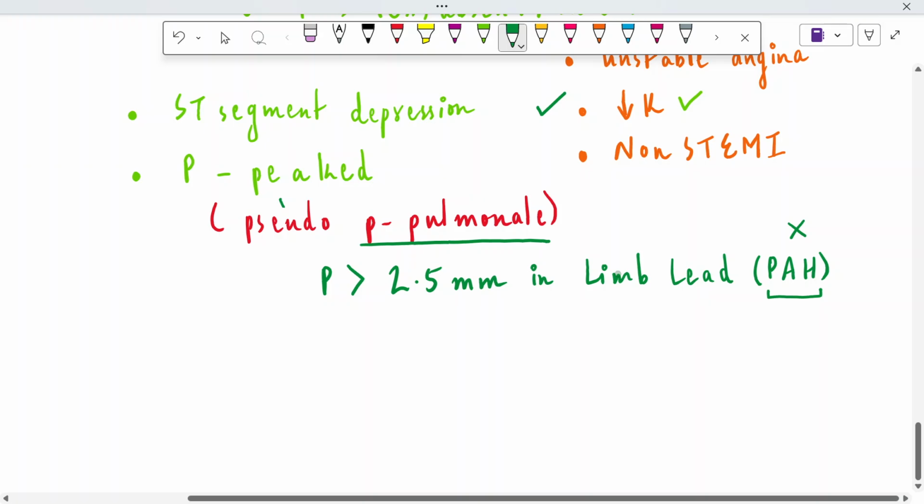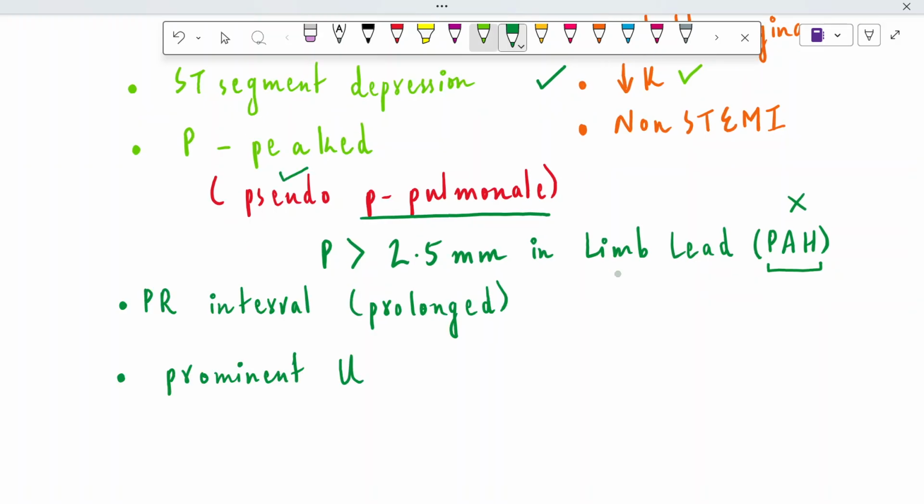Prolonged. The next is the prominent U waves. There will be prominent U waves in case of hypokalemia, and there will be an elongated QU interval. Although in normal conditions we say QT interval, I have said that the T wave can be absent in case of hypokalemia, so we just directly say that the QU interval will be prolonged because the T wave is absent, right?